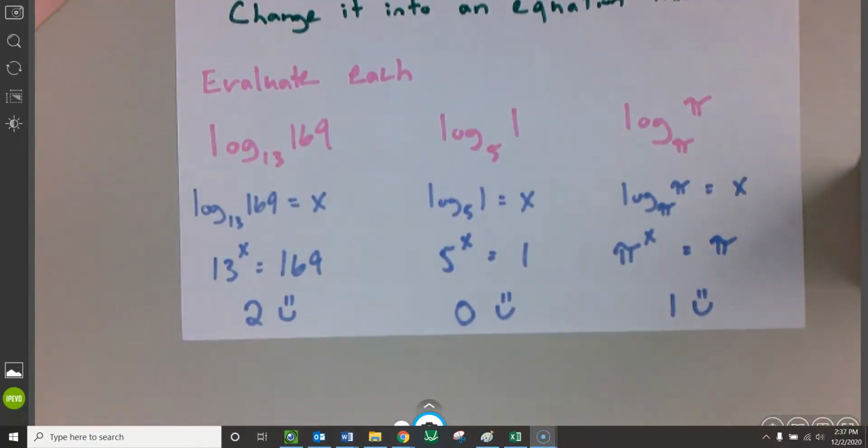There you go. We are evaluating logarithms. That was skill number 2. Moving on.